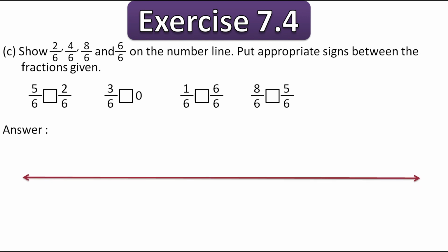Before solving this, I'll tell you that when we put any fractions on the number line, we have to check whether the fractions are proper or improper fractions. Here three fractions are proper fractions, that is 2 upon 6, 4 upon 6 and 6 upon 6, but 8 upon 6 is an improper fraction. First we have to convert it into a proper fraction, then only can we mark it on the number line.